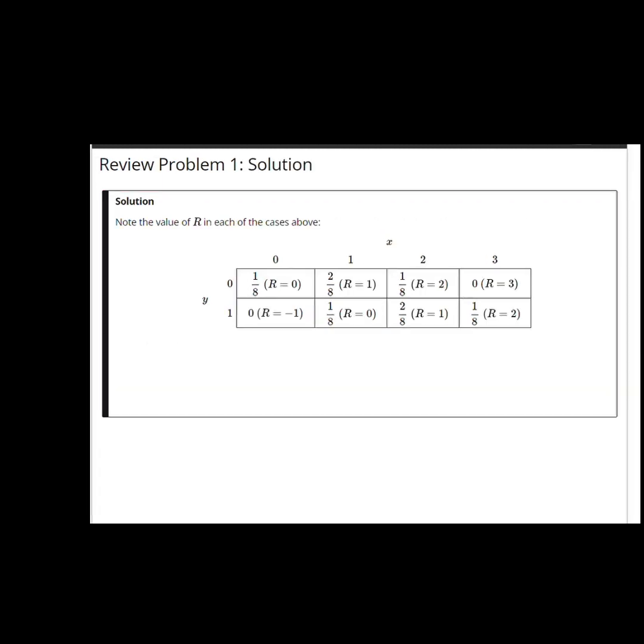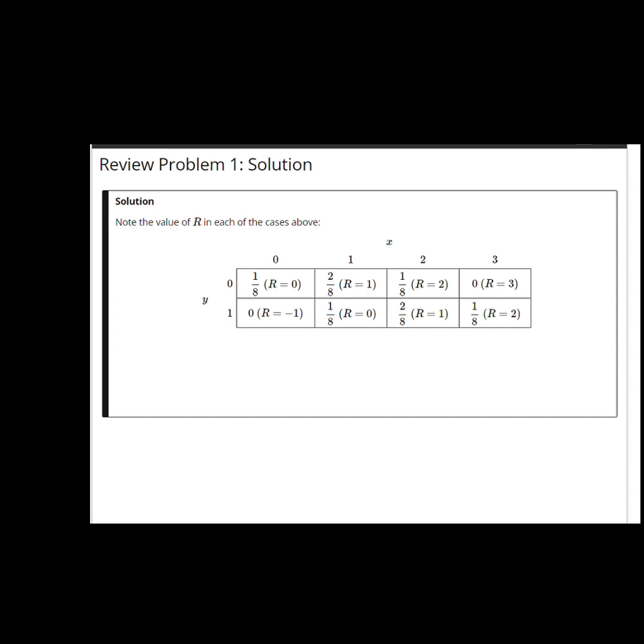Solution. What I've had to do in order to determine the solution for this problem is establish the value of r corresponding to each of the pair of values in the table, the pair of values for x and y. So for example, in the first cell, x is equal to 0 and y is equal to 0. R, which is x minus y, is also 0, 0 minus 0. In the second entry in the first row, x is 1, y is 0. 1 minus 0 is equal to 1.